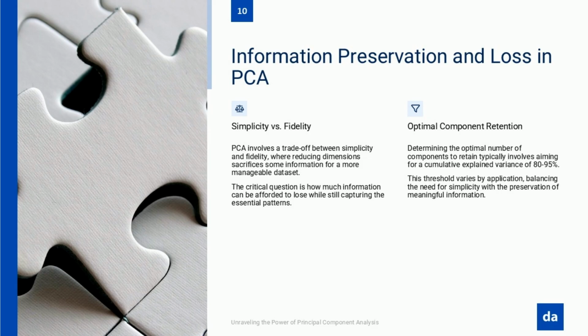This brings us to perhaps the most critical decision in PCA application: where to draw the line. Set your threshold too high, and you're left with too many dimensions to be useful. Set it too low, and you risk discarding crucial information. The optimal balance depends on your specific goals. Are you more concerned with perfect data representation or with creating a simplified model that captures the essential patterns?